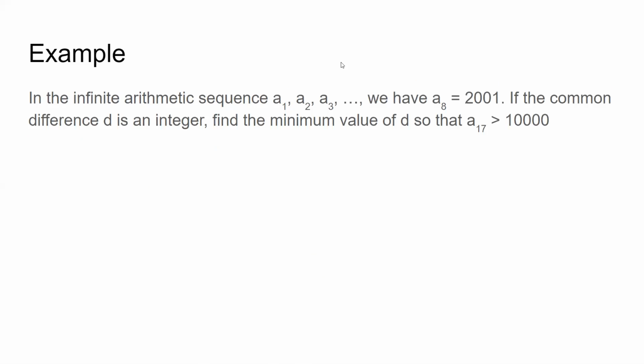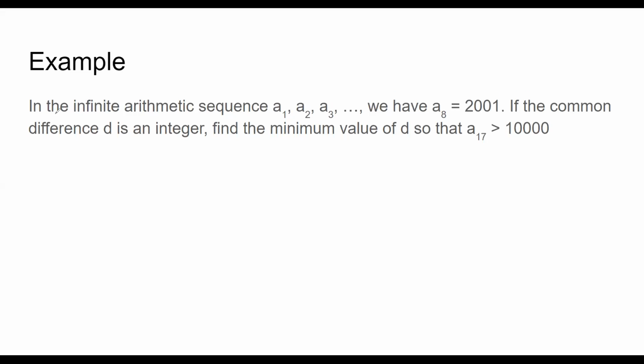Here's a little more complex example. In the infinite arithmetic sequence A1, A2, A3, and so on, we have the 8th term is 2001. If the common difference d is an integer, find the minimum value of d such that A17, the 17th term of the sequence, is more than 10,000. So let's write it here. We have A8 is equal to 2001, and A17 is going to be greater than 10,000.